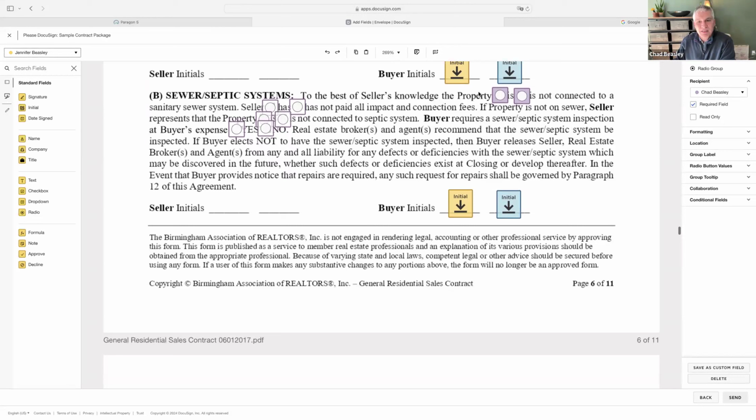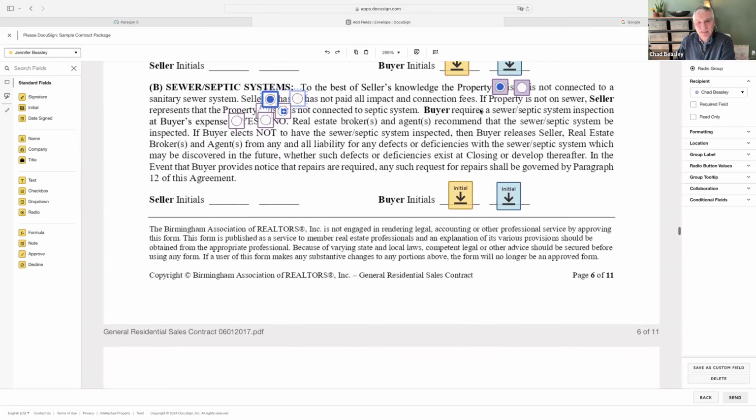Item B, sewer and septic systems. We're going to say this one is connected to a sewer. Seller has paid all impact and connection fees. That typically only applies to new construction, really, because that's only done one time.